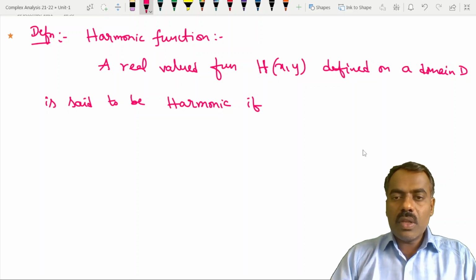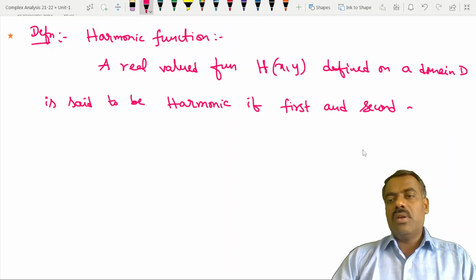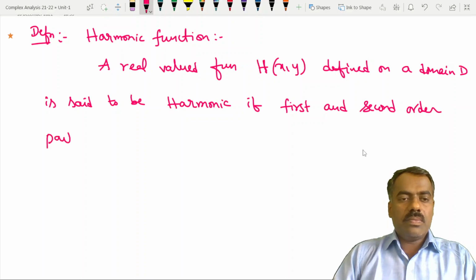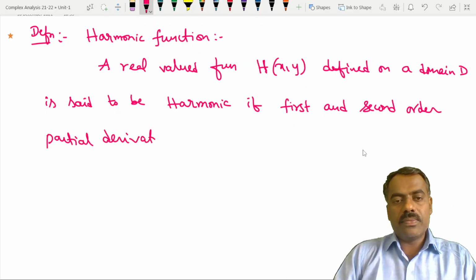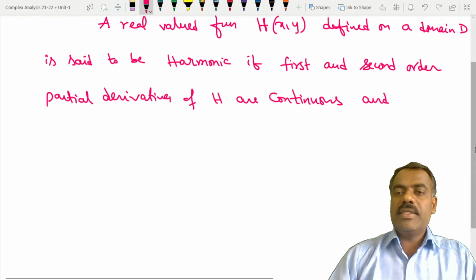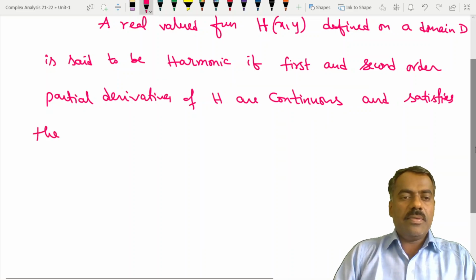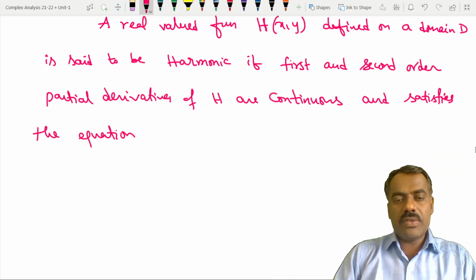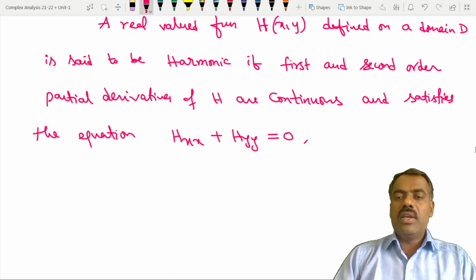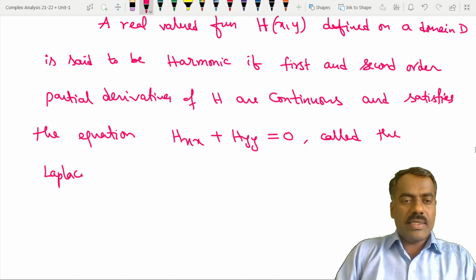So if first and second order partial derivatives of h are continuous and satisfy the equation which involves partial derivatives hxx plus hyy equal to 0, and this equation is called the Laplacian equation.